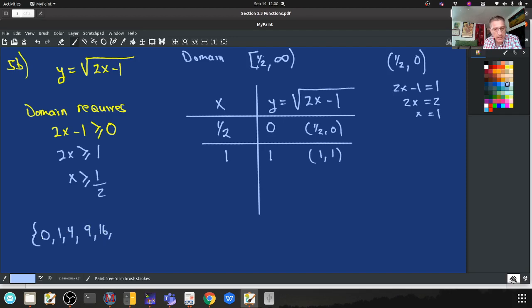Can you tell me what the next one is? The square root of 0 is 0. The square root of 1 is 1. The square root of 4 is 2. The square root of 9 is 3. The square root of 16 is 4. So the next number will be 25.